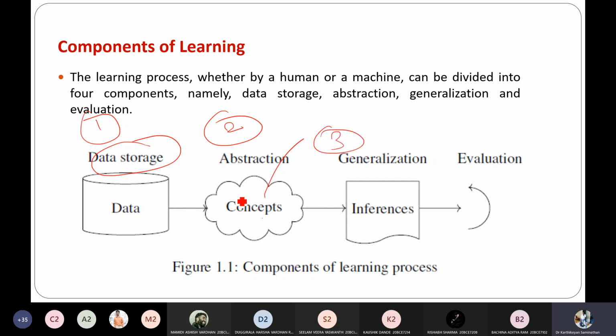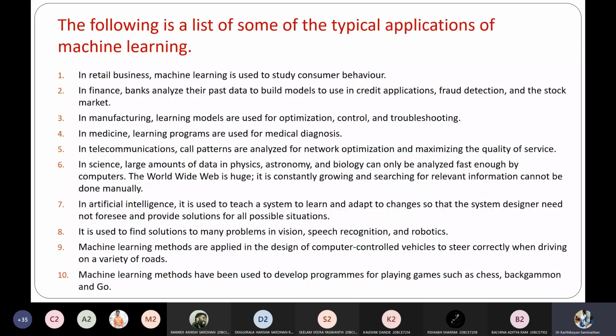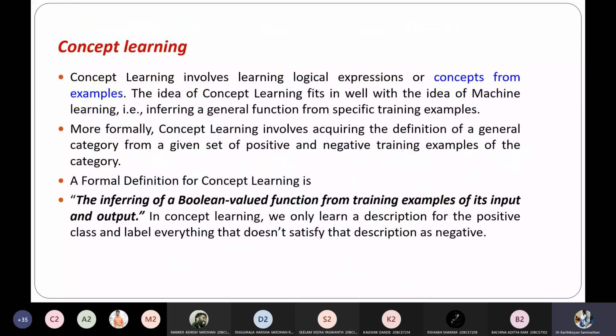Inference means hypothesis creation. From the given data set or proof of concept, what are we going to infer, what are we going to discover from this? That is your inference. For example, f is nothing but x tends to y. So what we will infer is x tends to y. What do you mean by x and what do you mean by y? These inferences are to be evaluated. That is the next step, that is evaluation. So these are the components of a learning system.